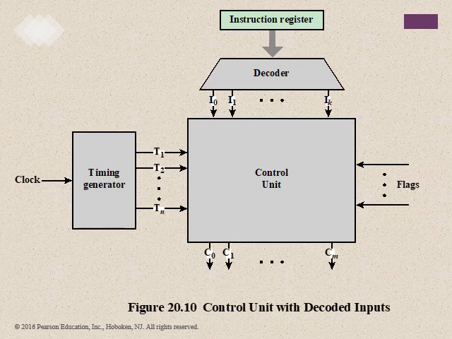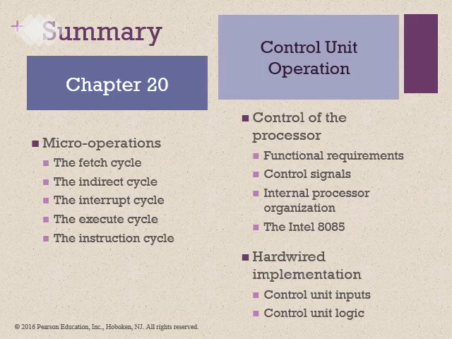This is another example of the hardwired implementation, a control unit logic. So we have a decoder also. Then we have a timing generator with the input clock, and flags to the control unit. This is the end of chapter 20.